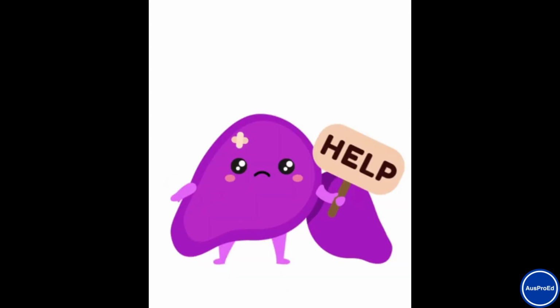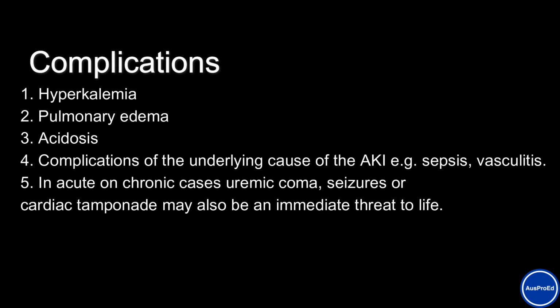So speaking about complications of acute renal failure, the most immediate threats to life in acute renal impairment will include number one, hyperkalemia. Number two, pulmonary edema. Number three, acidosis. Number four, complications of the underlying cause of the acute kidney impairment, for example, sepsis or vasculitis. And number five, in acute and chronic cases, uremic coma or seizures or cardiac tamponade may also be an immediate threat to life.